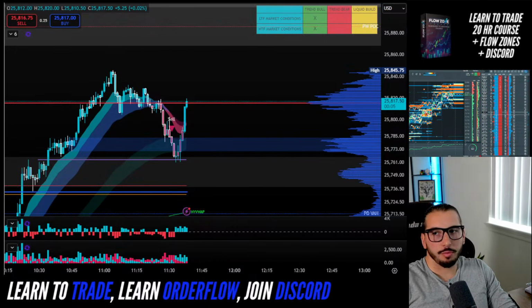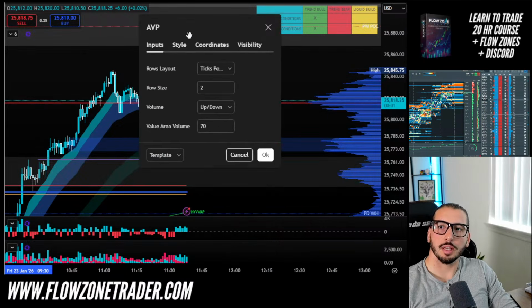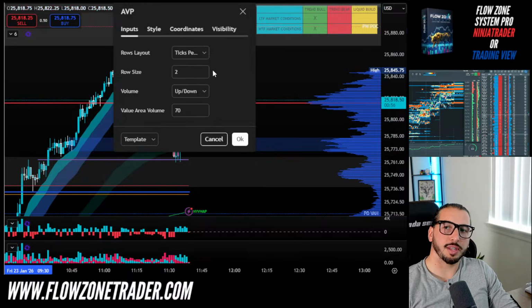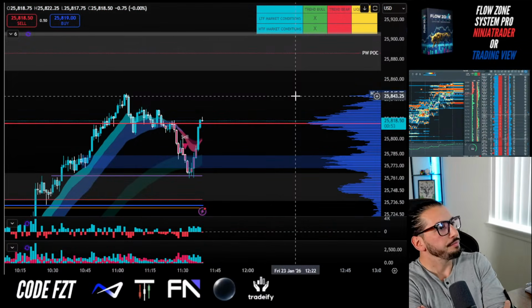Can I share my volume profile parameters? Yeah, it's just 2 ticks right here. I have it on ticks per row. You can have a number of rows. If you do number of rows, have it on 1,000 and 2 ticks. That's all I change.